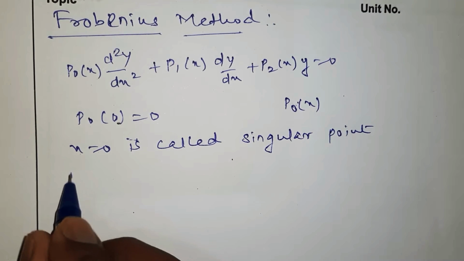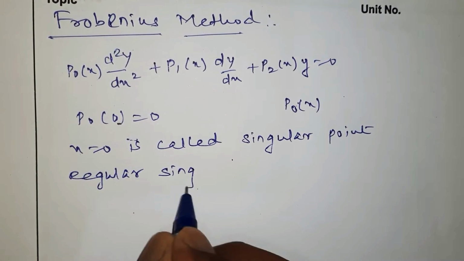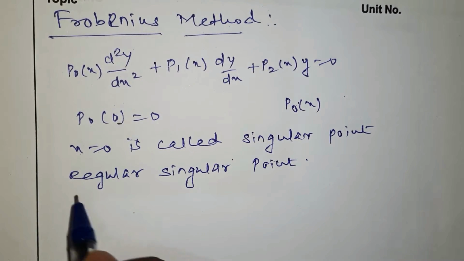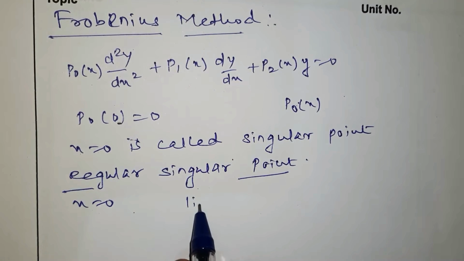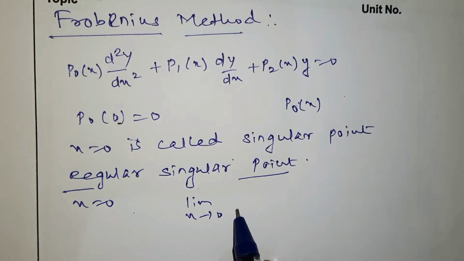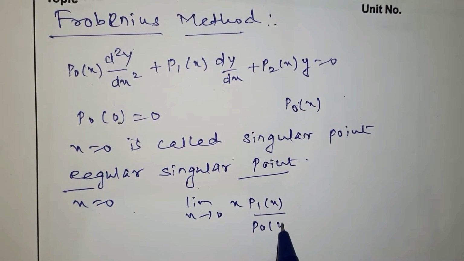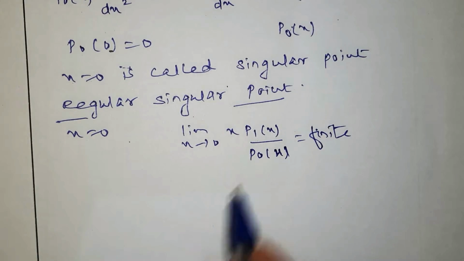So let us first define regular singular point. A point x equal to 0 is called regular singular point if it satisfies this condition. Limit x tends to 0, because I am taking x equal to 0, of x into p1 of x divided by p0 of x, that is p1 of x upon p0 of x, is finite. If this is there, then we can say that the first condition is satisfied.